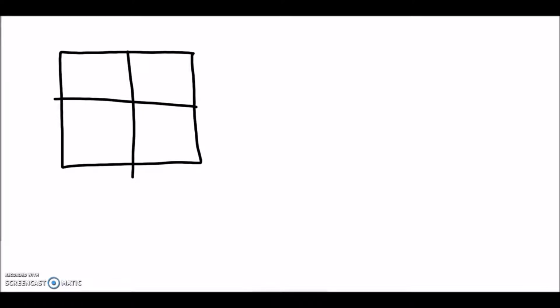All right, step 5A. Place the ax squared in the top left. Ax squared, well, we know a is 4 in this problem, so it's 4x squared. Place C in the bottom right box. C in this problem is negative 15.